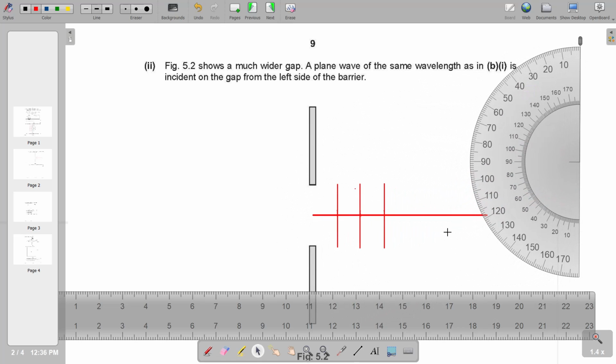But this is not the end of the diagram. We have to add curves to the edges of the lines, but the edges must have increasing in size curves. So like this, approximately like this, and the other side similar to it, increasing in size. So the diffraction decreased because the gap is now wider than the wavelength.